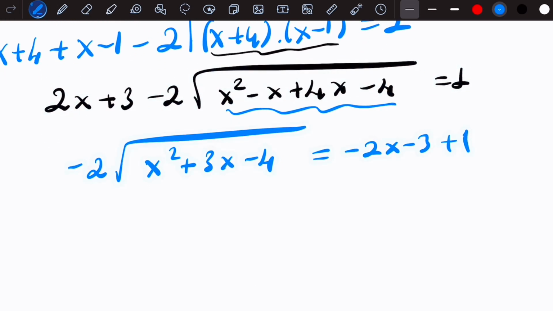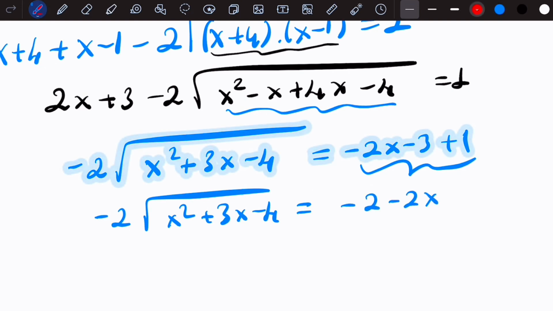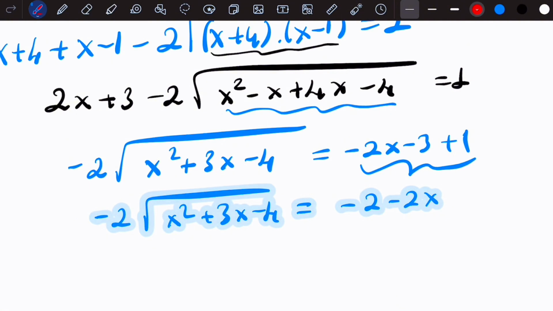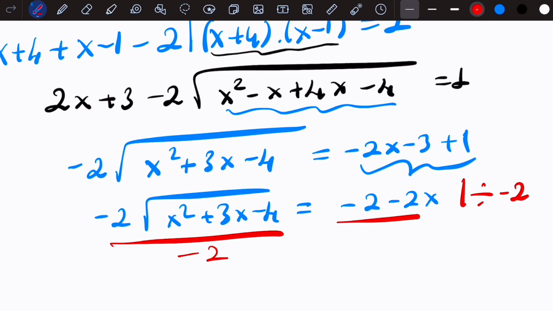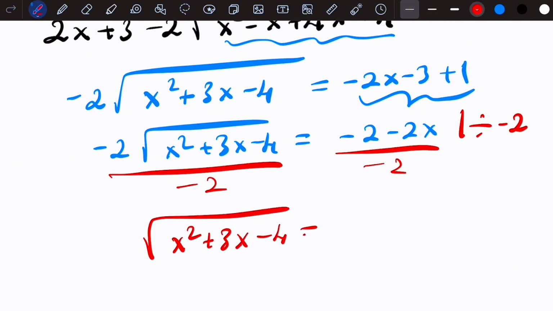Let's advance our equation a little more. What will we come across here? Look, if we organize this place, we get minus 2 times x. If you pay attention now, I can divide both sides by minus 2. I divided the expression here by minus 2. In this case, the square root of x squared plus 3 times x minus 4 is equal to, we get the equation, 1 plus x.